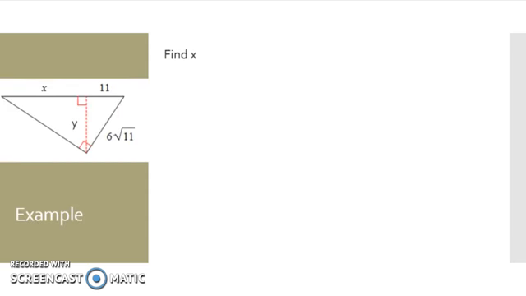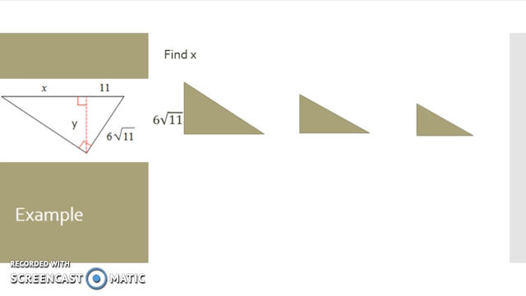In our last example, this one's a little bit more difficult. It has a radical in it to begin with, but we're going to draw our three right triangles first. On the big triangle, we have 6 square root of 11 and x plus 11. So if you add the two lengths, you get the hypotenuse there, x plus 11. On the small triangle, we have 11 and 6 square root of 11.